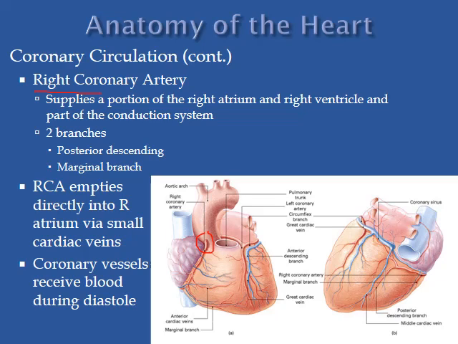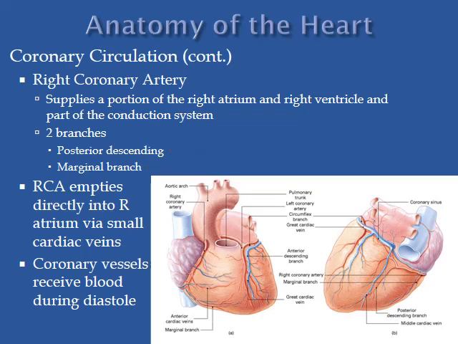Two branches of the right coronary artery are the posterior descending and the marginal branch. The marginal branch takes care of the more frontal part of that right ventricle. And the posterior descending, the one that goes down into the back, is pretty self-explanatory. Posterior descending, down into the back, marginal branch, the front margin of the right ventricle.